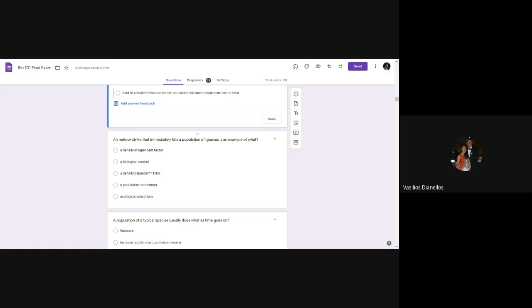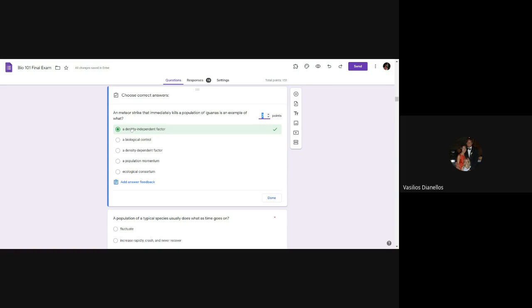Either way, the meteor is going to kill 100% of the population. So yes, the answer is density independent. And remember, the only real choices are density independent or density dependent. If you chose anything else, you got zero credit. At least if you chose density dependent, you got half credit.